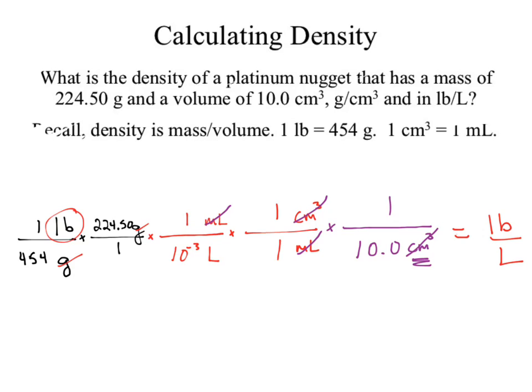Is there possibly multiple ways to set that up, or is that the only correct way? Because I did it differently. What do you mean? How did you do it differently? I started with the grams that were given, and I did 224.5 grams over 1. And I did times, because the way I go through it is I look at the pounds first. So then I did times 1 pound over 454 grams. And I did times 1 over 10.0 centimeters.